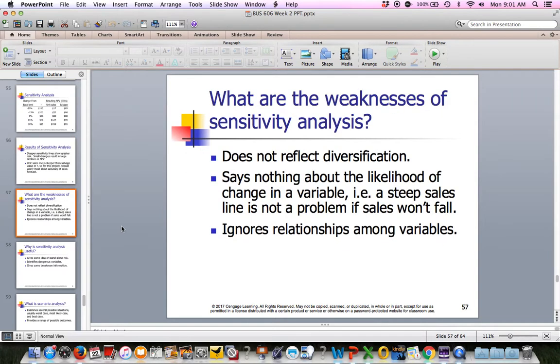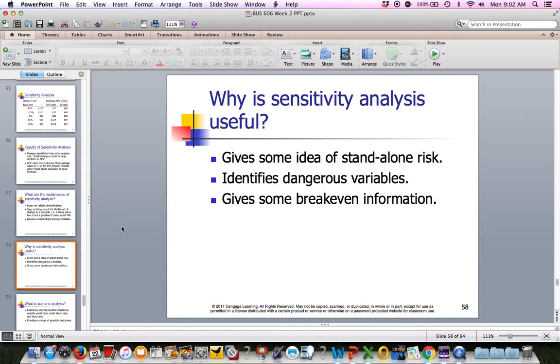Now, the bad thing about sensitivity analysis is it's not perfect, because maybe more than one variable will change. It also ignores relationships among variables, and it does not reflect diversification because it pretends this little factor happens in a silo, and this factor changing may also be bad or good for other things that we're doing in our business too. We just don't take that into account typically.